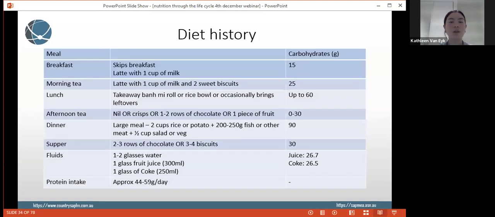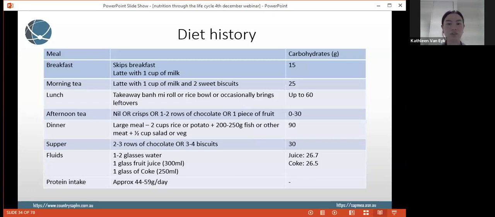So again, this is quite typical of what we might see in our clinics after doing their first diet history. We're focusing a bit on carbohydrates here. Because of the type 2 diabetes, we just want to make sure that John's getting the right amount of carbohydrate. So breakfast, it looks like John skips breakfast, unfortunately, but he does have a coffee with some milk, another coffee at morning tea, a couple of sweet biscuits. Lunch can often be a takeaway roll or a rice bowl, or occasionally he'll bring leftovers. Afternoon tea might be nothing, or maybe some chips or a bit of chocolate.